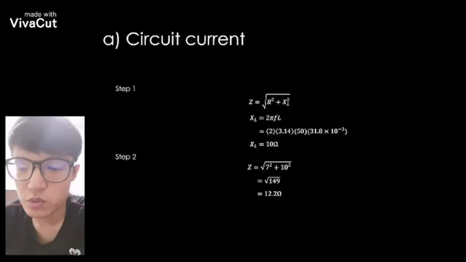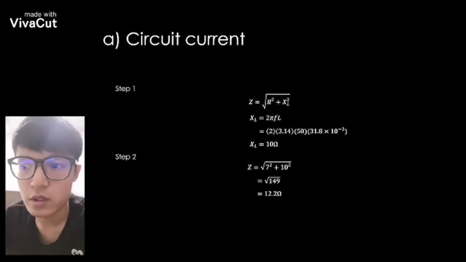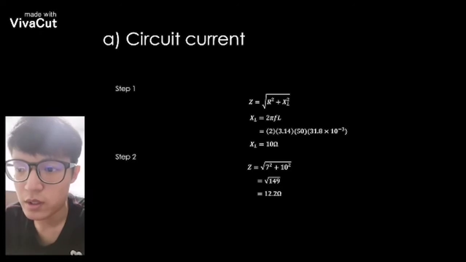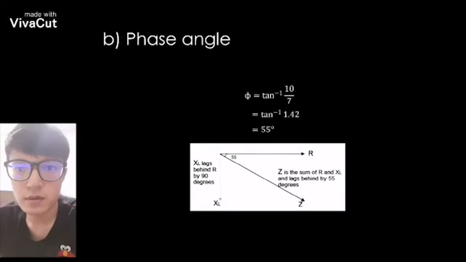Step 2: since we have the value of XL, we put it into the equation for Z, which is the square root of 7 squared plus 10 squared, and the answer is 12.2 ohms. Step 3: I equals V per Z. Putting in the values, 230 volt per 12.2 ohm equals 18.85 ampere.